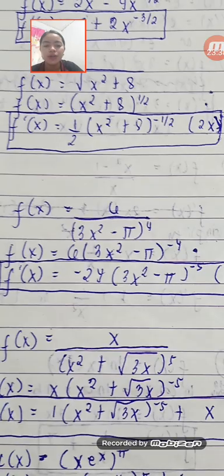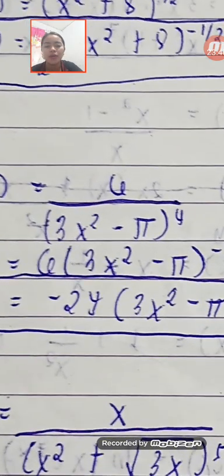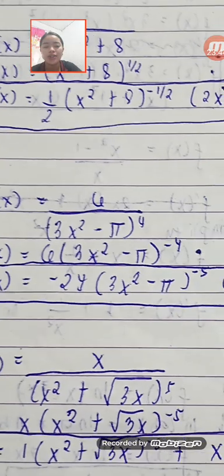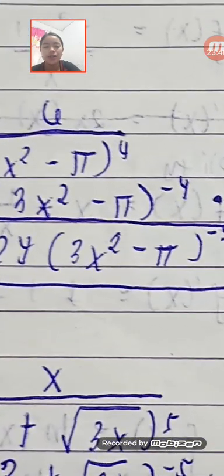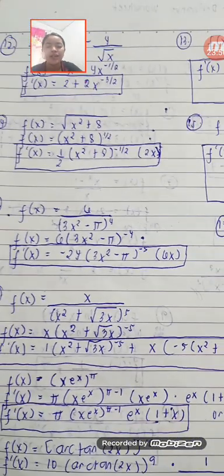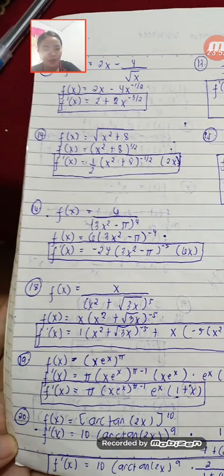So in using chain rule, we need to bring down the 4. That's why we come up here with negative 24. Copy the inside function, and negative 4 minus 1 is negative 5. So the derivative of our inside function is 6x. That's why we have here 6x. So that is our final answer for number 16.